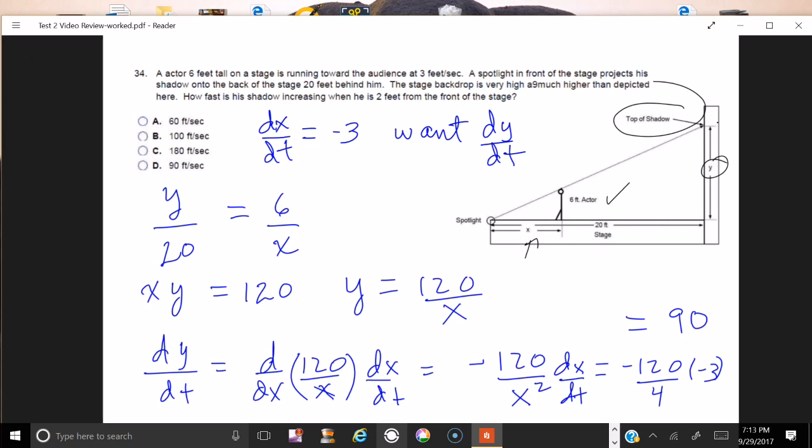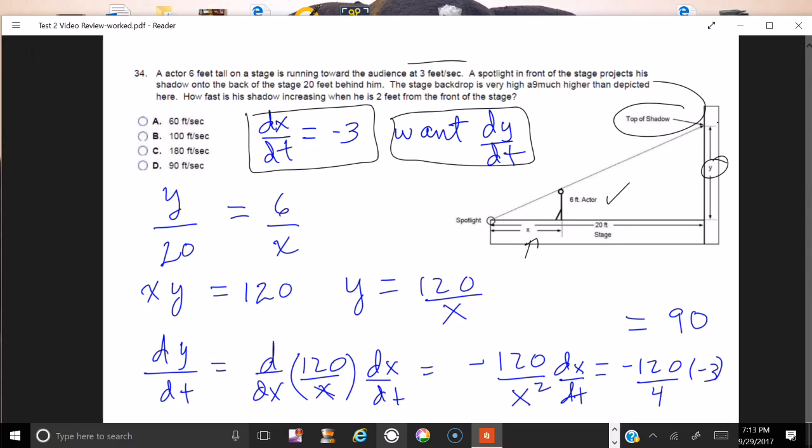And we're saying that the actor is running towards the audience at 3 feet per second. That means that dx/dt is -3. It's decreasing. As he runs towards the audience, x decreases. So dx/dt is -3. And we want to find out how fast the height of his shadow is changing. The height of his shadow is y, so we want to find out dy/dt.